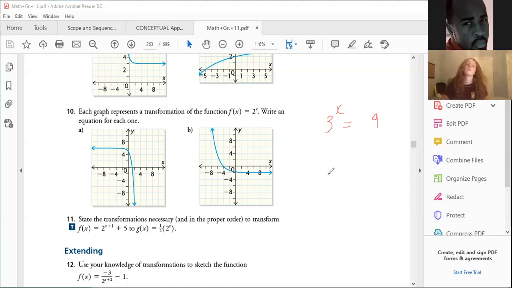But how do we find x when we have more complicated situations? For example, when we have 2 times 3 to the x plus 1 equal 25. How do you find your answer? Can I attempt? Yeah, go ahead.